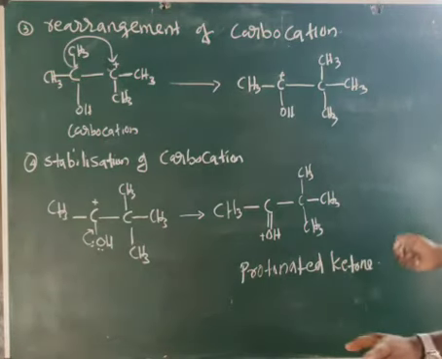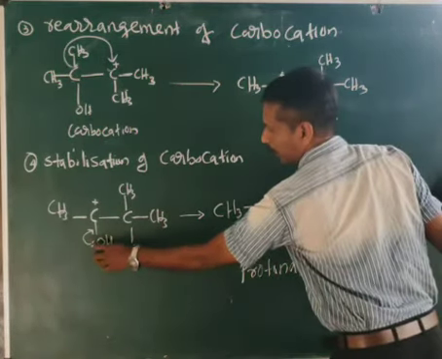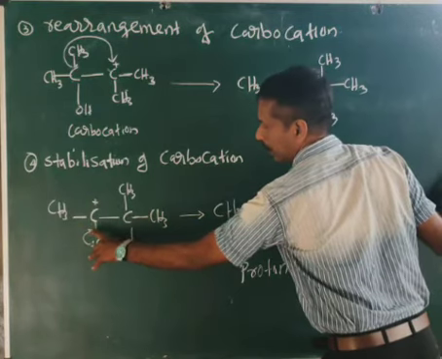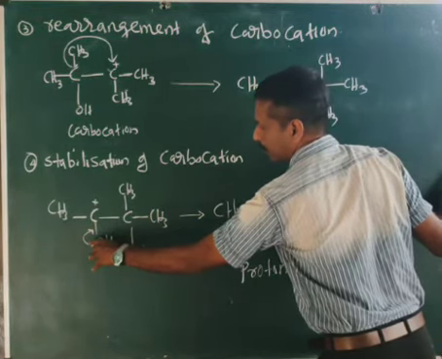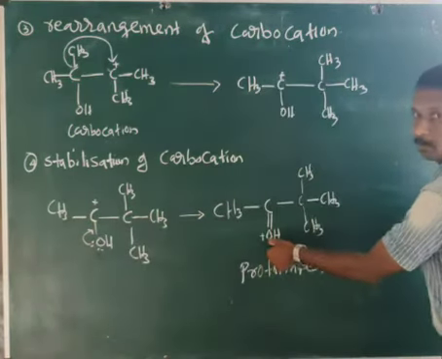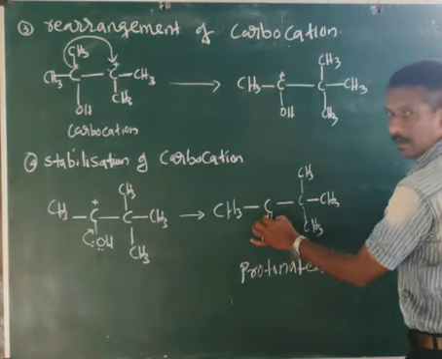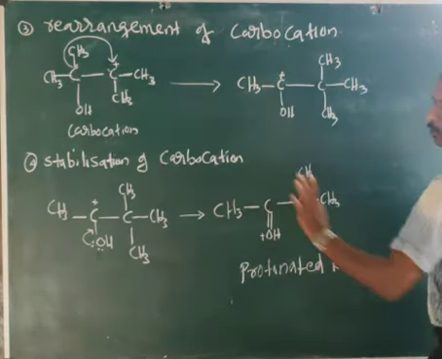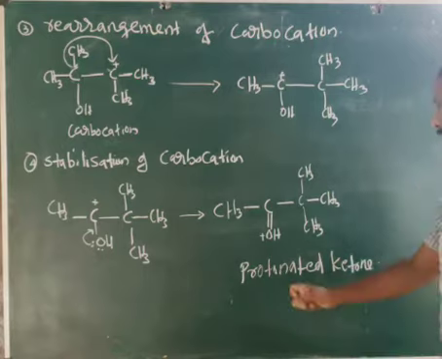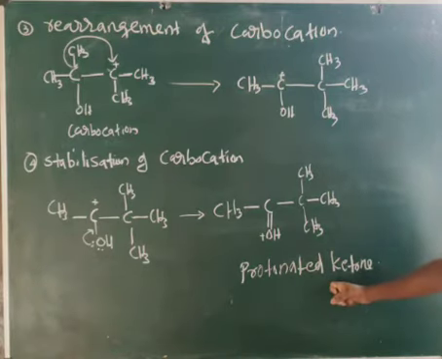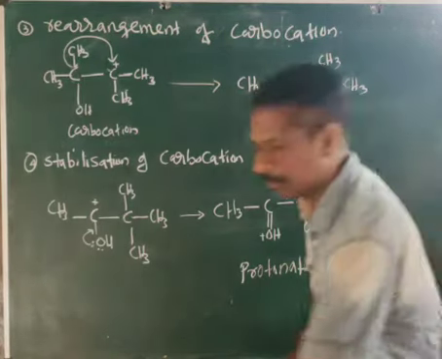I think this step is clear to you. This lone pair of electrons is shifting to here. Since the electrons are moving from oxygen, oxygen gets a positive charge, and here there will be a double bond, and there is no more positive charge on the carbon atom. We get a protonated ketone.